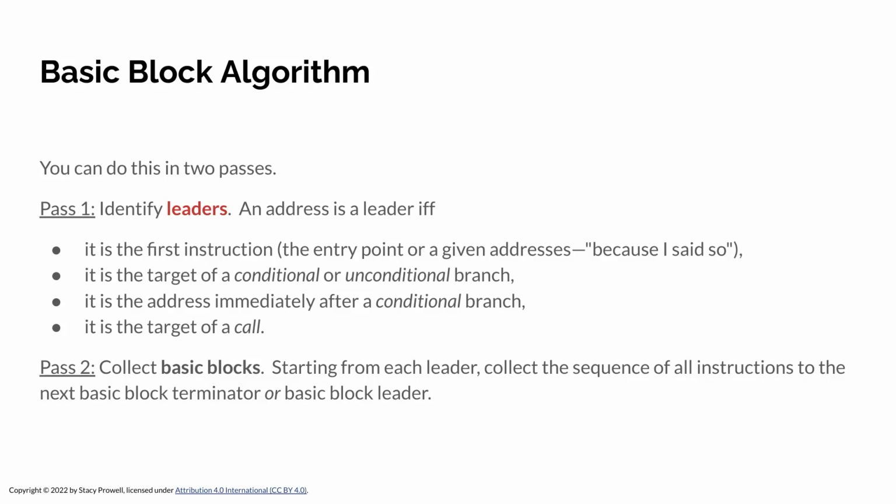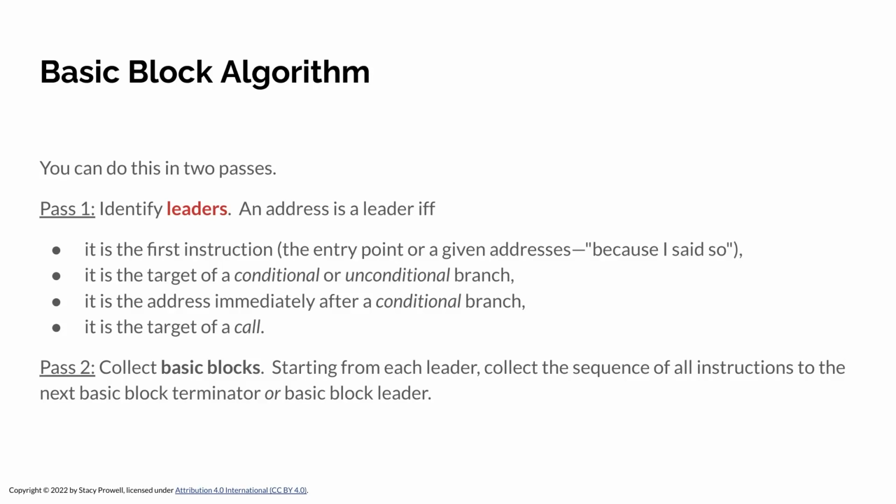It's going to be a leader if it is the target of a conditional or an unconditional branch, right? Jump not above to an address, that address is going to be a leader. Jump to an address, that address is going to be a leader. If it's the address immediately after a conditional branch, it's also a leader. Well, why is that? Well, the conditional branch can take you away and point to another leader. But if the branch isn't taken, you flow to the next instruction, which has to be a basic block leader. Or if it's a target of a call.